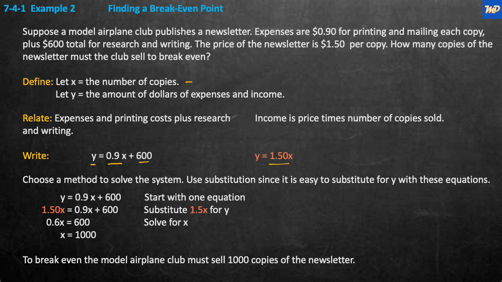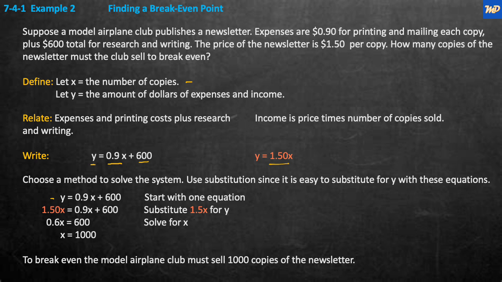So now choose a method to solve the system. Use substitution, since it is easy to substitute for y with these equations. You already have y is 1.5x right here, right? So we can just substitute immediately. Using the other equation, we're going to say y is equal to 0.9x plus 600 right here. Then we're going to substitute $1.50x for y, so we're going to put 1.50x equal to 0.9x plus 600.